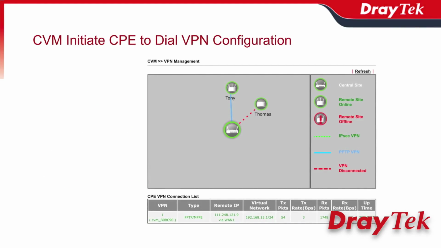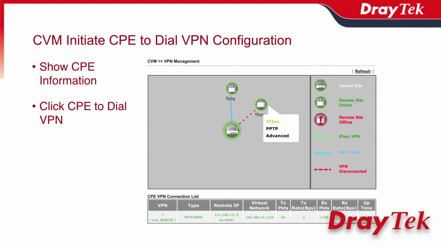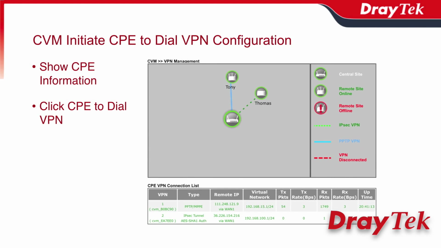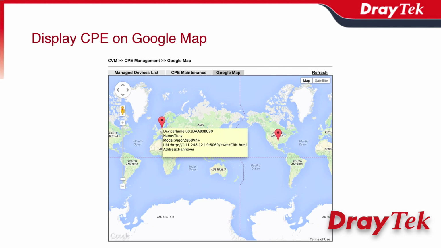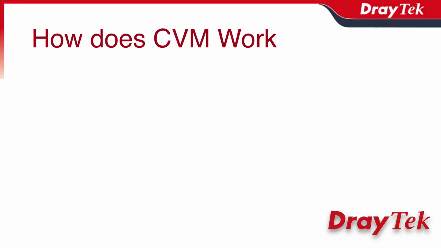From the VPN management profile, you can show the CPE information just by holding your mouse over the router. You can also click the CPE to dial VPN through IPsec and PPTP. Here you can see the CPE VPN connection has been added to the list. The Google Maps function allows you to hover over the location to learn more information. The CPE management maintenance profile allows you to configure backup, restore, and firmware upgrade remotely.